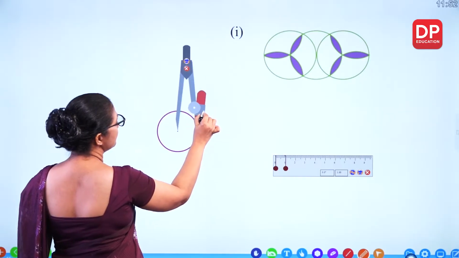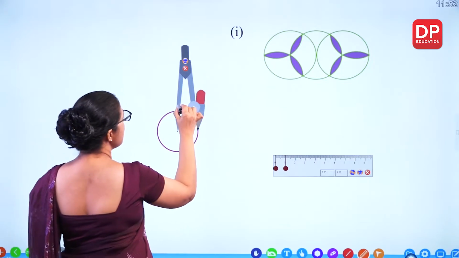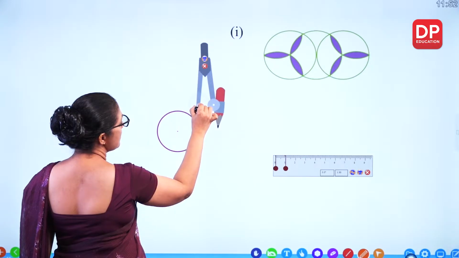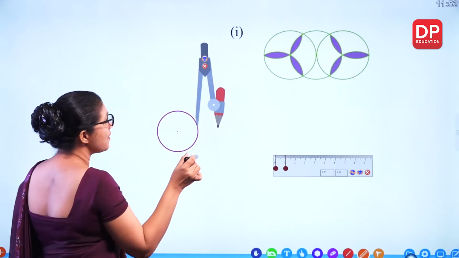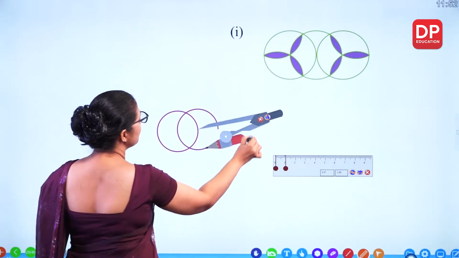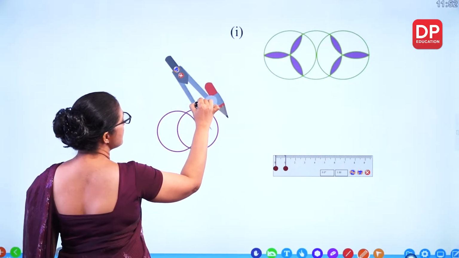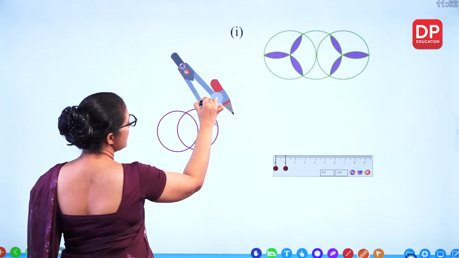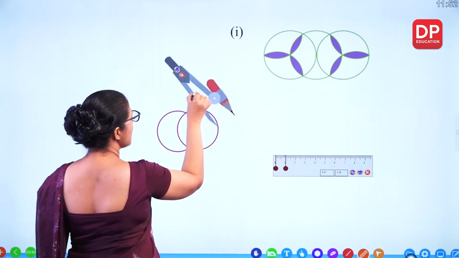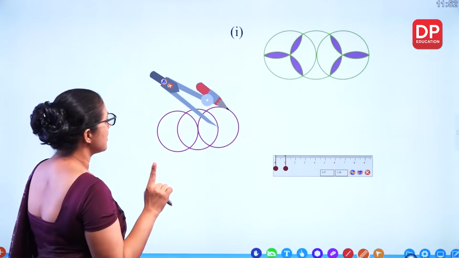That's the first circle. And then look carefully. You have to take the center as any point on the circle and the same radius. Draw another circle. So that's the second one. And the third one is the same as before. You take the center point on this circle and draw a circle. Those are the 3 circles.